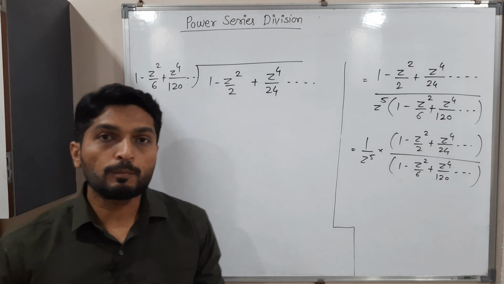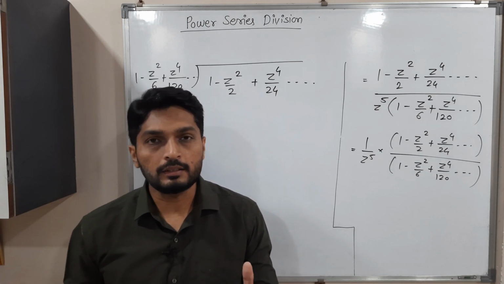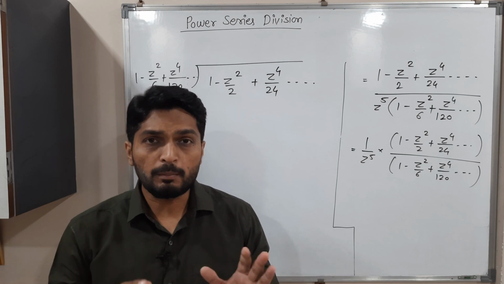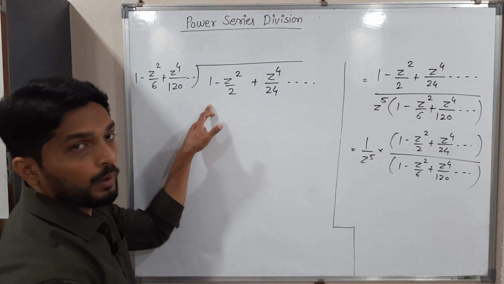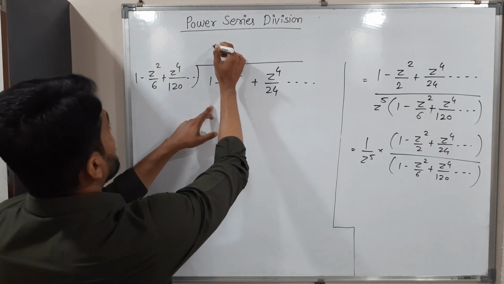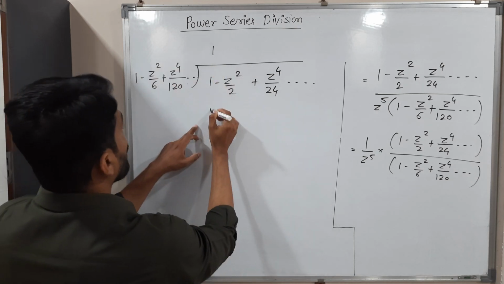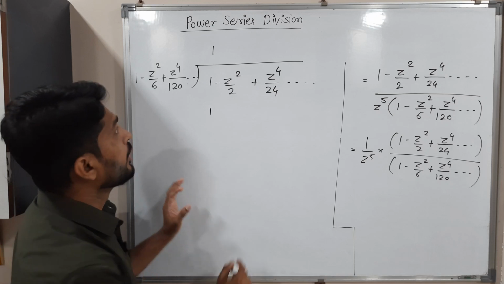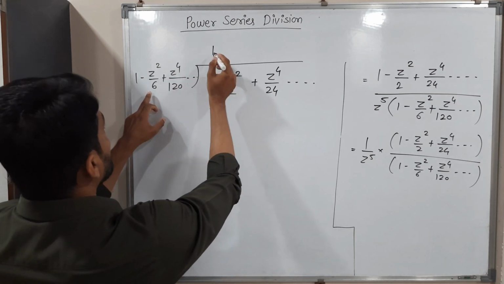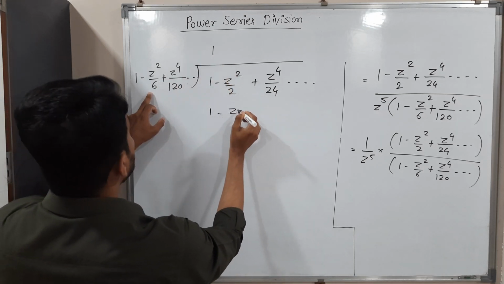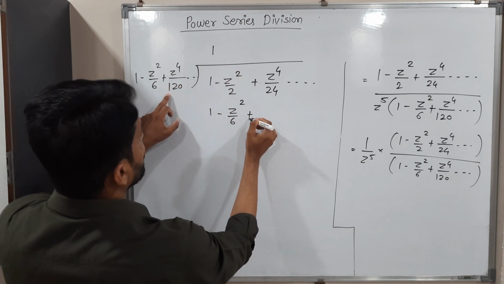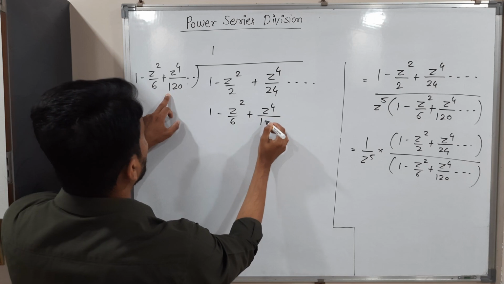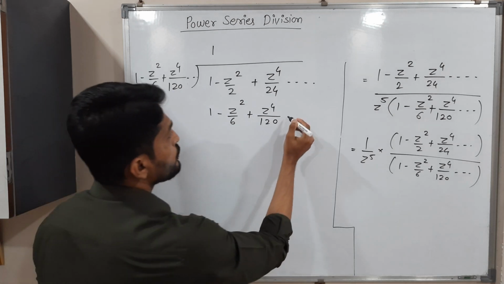Division of polynomials we have already studied in, I think, 8th or 9th standard. Same thing we have to do here. First of all, we need to bring 1, so that's why I'm taking 1 here. 1 into 1, 1. We need to maintain the first term. After that, we need to multiply each term by this 1, so you will get the same: 1 minus z square by 6 plus z raised to 4 by 120 and so on.